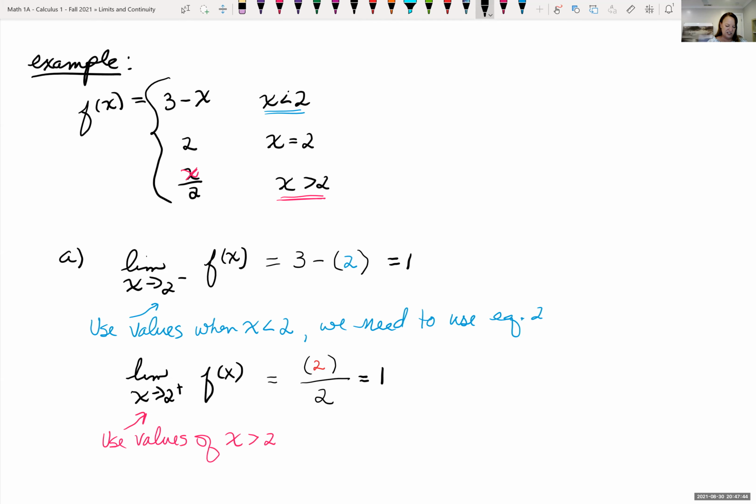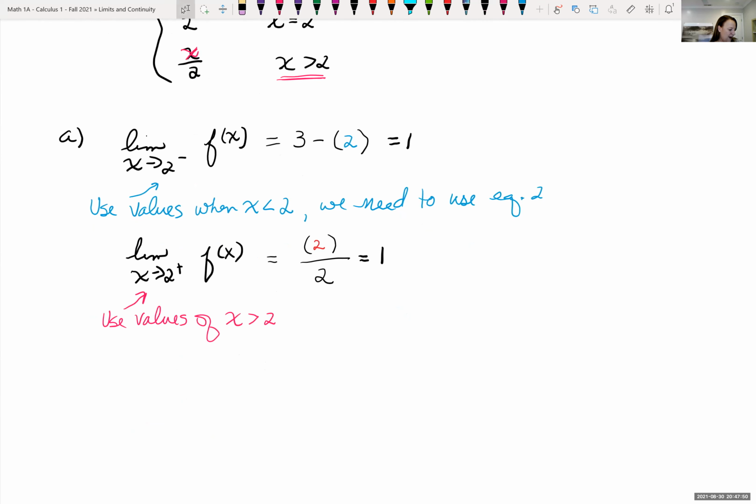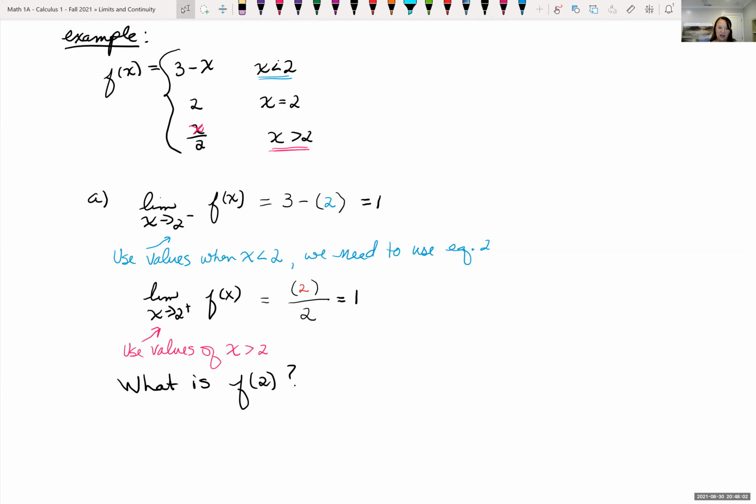The next part of this question, it's actually kind of like a 3-part A, asks us find f of 2. But what is f of 2? If we look at our piecewise equation, it tells us when x equals 2, we're using this second equation. So f of 2 in our case is also equal to 2.